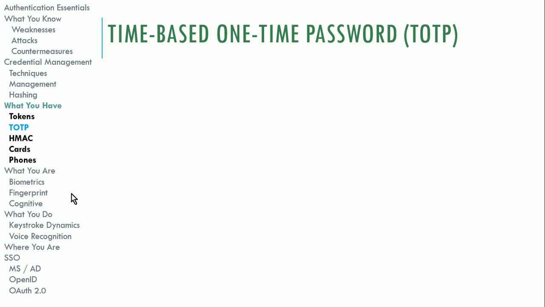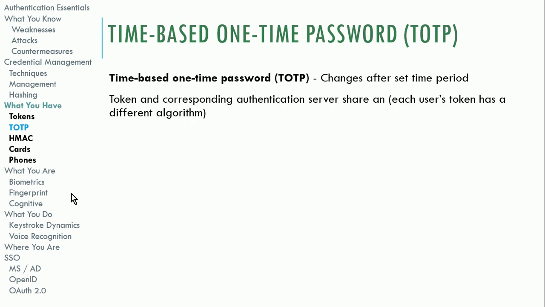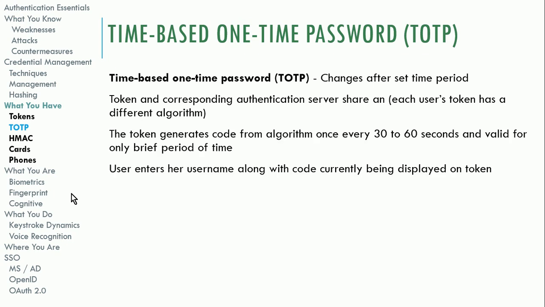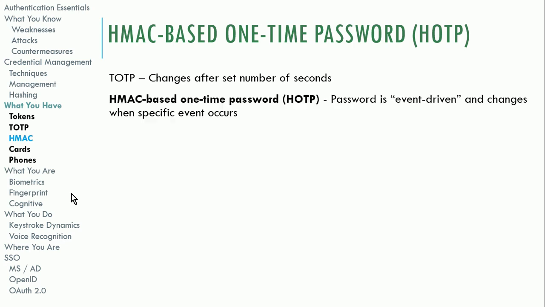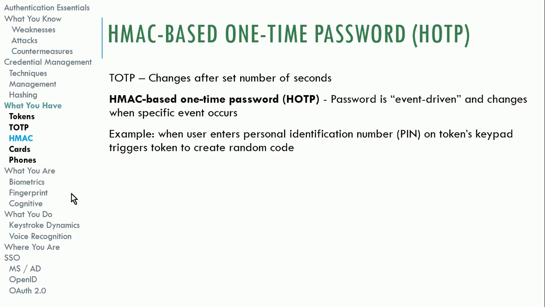You can't grab somebody's key fob, write down the code, and an hour later try to access the system. It won't work. The code has already changed. Some of these tokens are time-based one-time passwords, and sometimes they are HMAC based, where the password is event driven and changes when a specific event occurs.